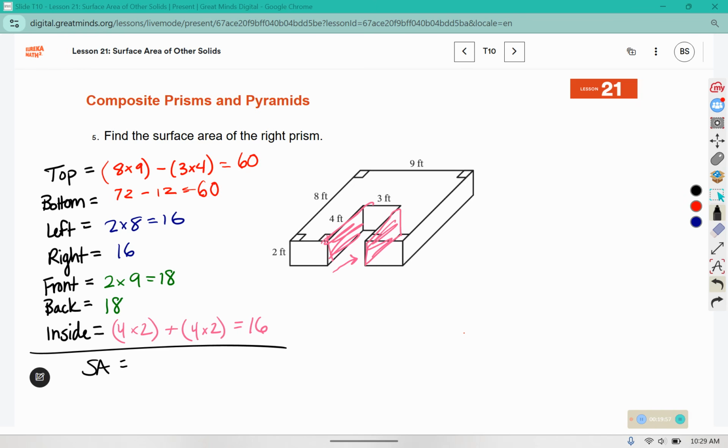60 plus 60 plus 16 plus 16 plus 18 plus 18 plus 16. And when I add all those together, I came up with 204 feet squared.